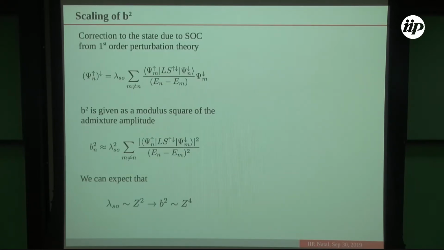Okay, so we ask the question: if we have a scaling law for the spin orbit coupling strength, will this B squared parameter also follow some power law? If you try to calculate the correction to the state due to spin-orbit coupling, the correction is linear with the strength of the spin-orbit coupling, but B squared has this parameter squared, so the correction to B squared should be lambda SO squared. And as I showed you before, lambda SO depends roughly as Z to the power of 2, so B squared should follow a Z to the power of 4 power law.